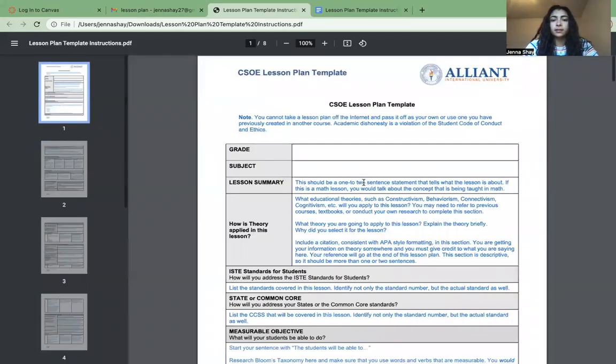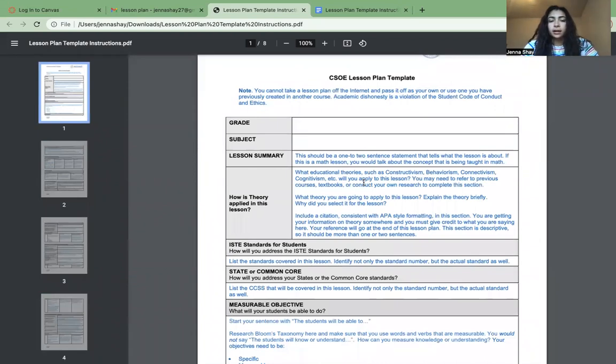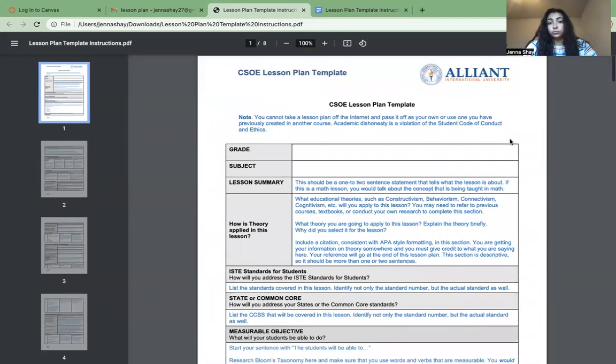So obviously, with the Alliant one, I was very fortunate enough to get almost like a little idea of how it is. So with this Alliant one, it has a very precise way it wants it, how to write it, how many sentences, how many of this and that.